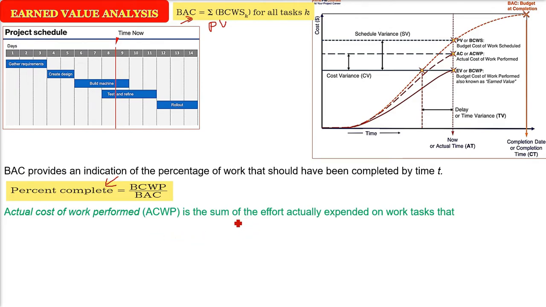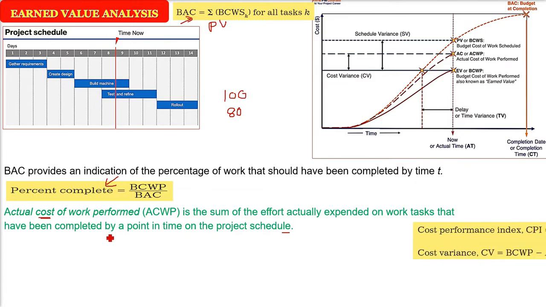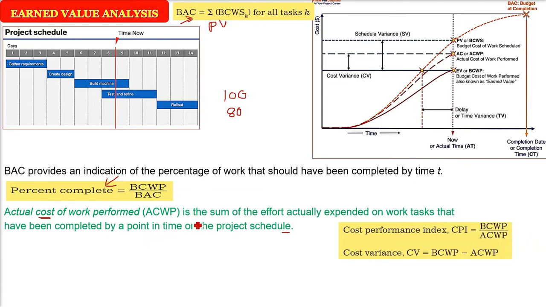So this is the sum of effort actually expended or invested on work tasks that have been completed by a point in time on the project schedule. This is the actual cost till that point. You have planned $180, and this is the actual cost.